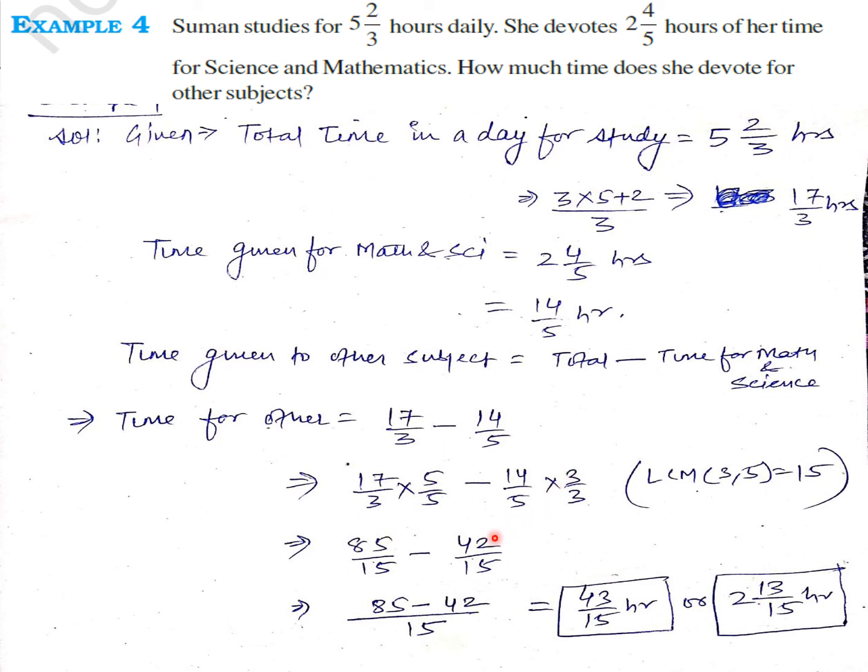Now last step, again you must be thinking that it will be 15 minus 15, 0. No, fractions are not solved like this. We take LCM of denominator, and LCM of 15 and 15 is only 15. Okay, and the numerator can be solved very easily. 85 minus 42, that is 43 upon 15. If you observe, it is an improper fraction, so I have written it in mixed fraction form.